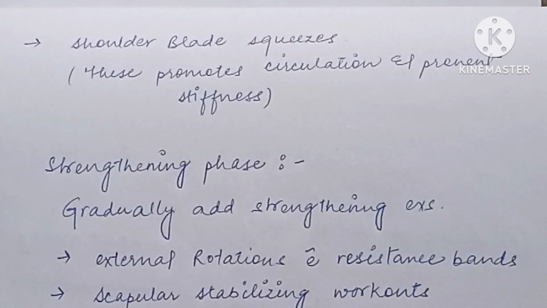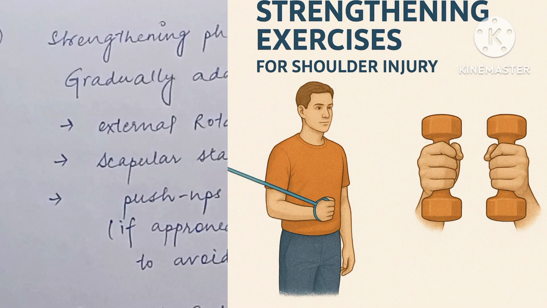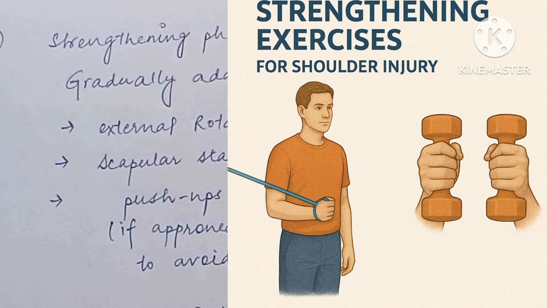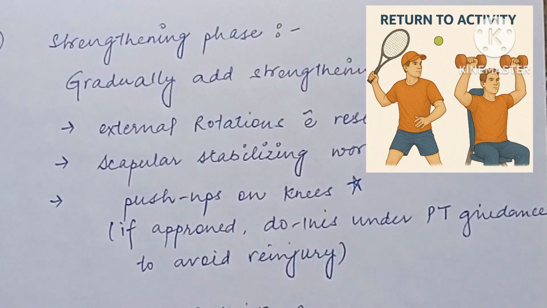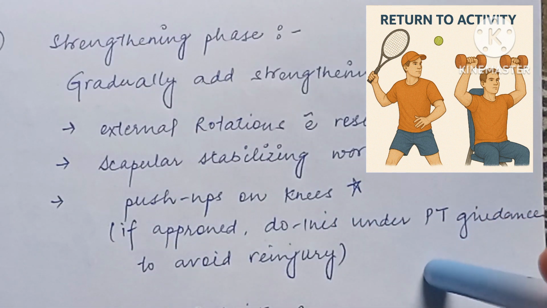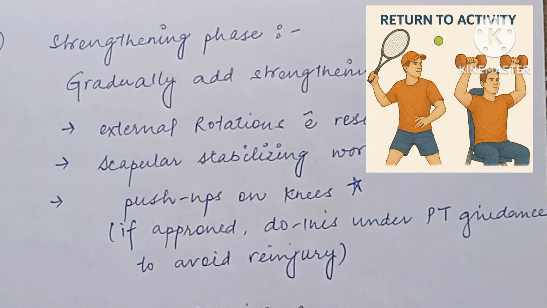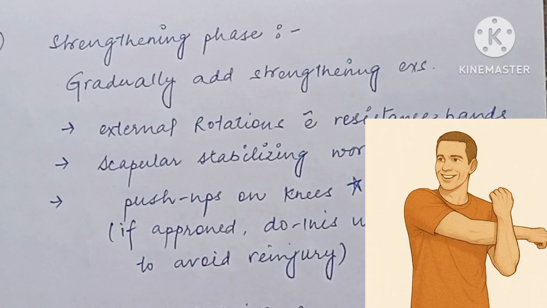Now comes another phase, which is the strengthening phase. After this, gradually add strengthening exercises. These exercises are like external rotations with a resistance band, scapular stability workouts, and push-ups on the knees. The push-up on the knees is only when it is approved, and do this under physiotherapy guidance to avoid re-injury and recurrence of any other deformity.